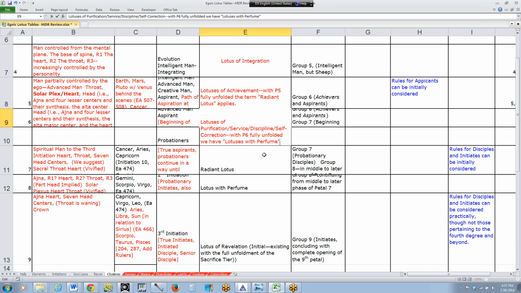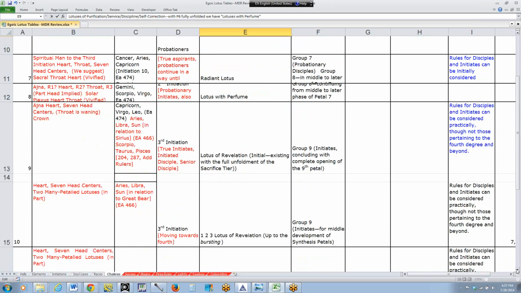The second ray magnetic essence is being given off and attracts people into group formation. And with the third petal and the third initiation having been taken, we have lotuses of revelation, and they exist in their initial stage with the full unfoldment of the sacrifice tier.